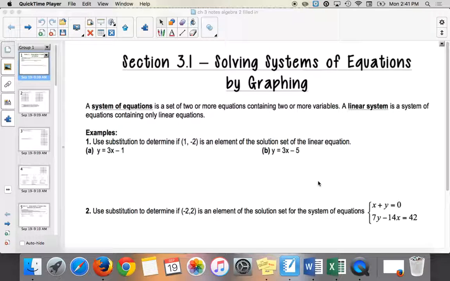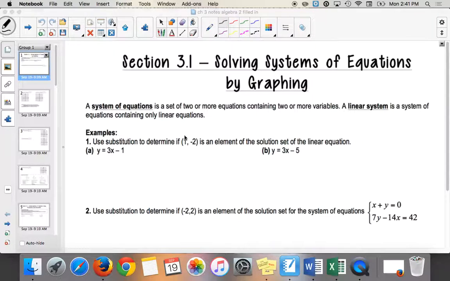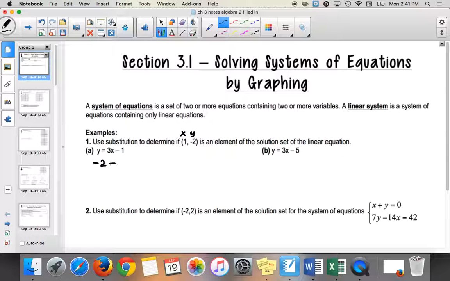All right, so the first thing that we're going to do is check to see if points work in the system or if they don't. So we're going to see if 1 comma negative 2 is an element of the solution set of this linear equation, y equals mx plus b form. So we're going to plug in for x and for y. So I'm going to have negative 2, and I want to see if that's equal to 3 times 1 minus 1. I usually put a little question mark over it because I'm not sure if they're equal. And in this case, they're not. So we get negative 2 is equal to 2, and that doesn't work, right? So that means that no, that is not a point on that line.